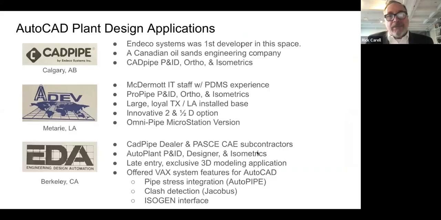So in the plant design space, there were three primary vendors. The first one was a company out of Calgary, Alberta called CAD Pipe, Indigo Systems. And they did Canadian oil sands stuff. Probably they worked on the Syncrude job or something else like that. And they had the CAD Pipe P&ID, CAD Pipe Ortho, CAD Pipe Isometrics. So the isometrics, they had an isometric grid. So you drew on an isometric plane and stuff. So it was manually drafting the isometric.